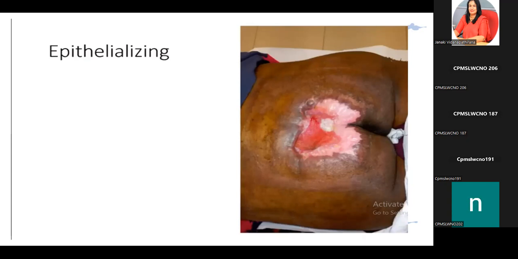I mean, your answer is correct. You have to protect the epithelialization. We just have to maintain moisture and not damage the epithelial layer that is coming up.